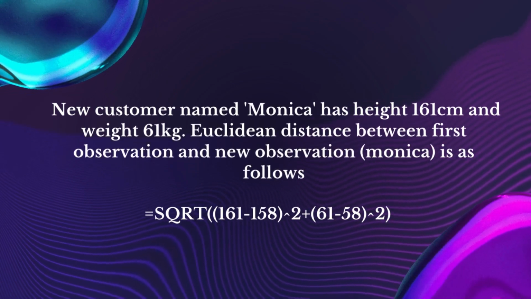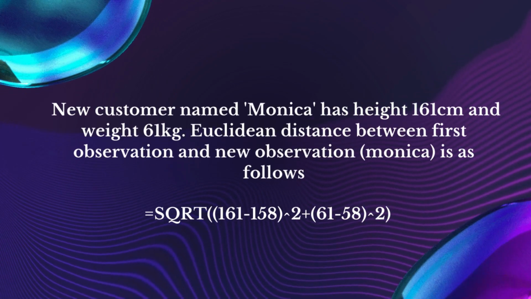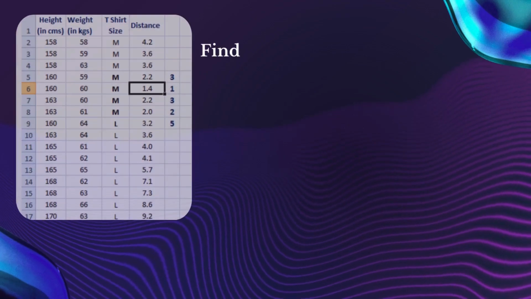Suppose we have a new customer named Monica, who has height 161 centimeters and weight 61 kilograms. The Euclidean distance between the first observation and the new observation, Monica, is as follows: square root of (161 minus 158) squared plus (61 minus 58) squared. To further understand this, we have a table here.